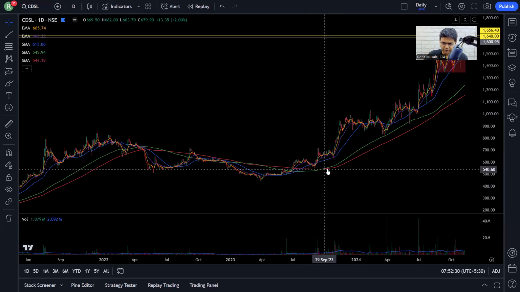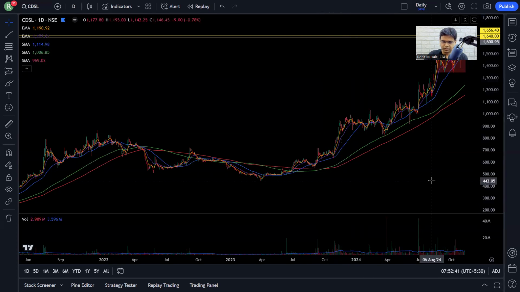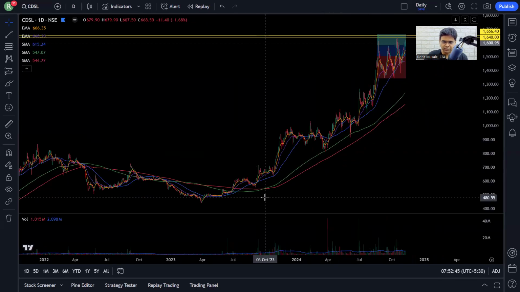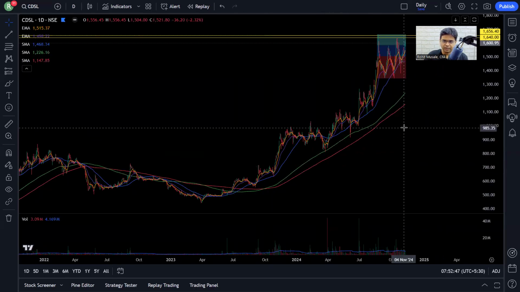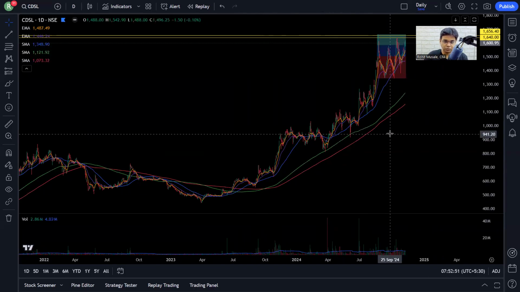See, after 29 September, both the moving averages started moving up. The slope became positive here. And now I'm recording this video. Today is 8th of November 2024. So from 29 September 2023 till 8th of November, look at this time period. Okay, that's a stage 2 stock.